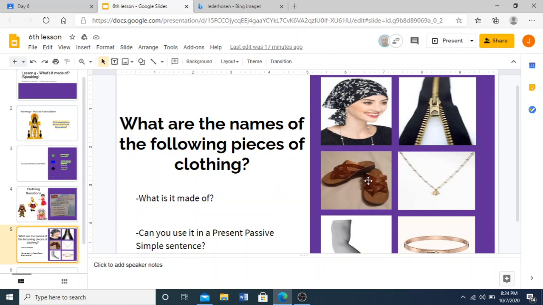This here is a sandal. Here, what do we have here? This here is a necklace.